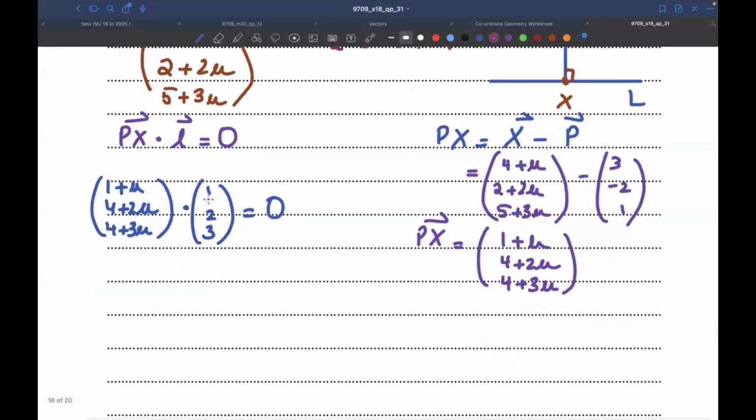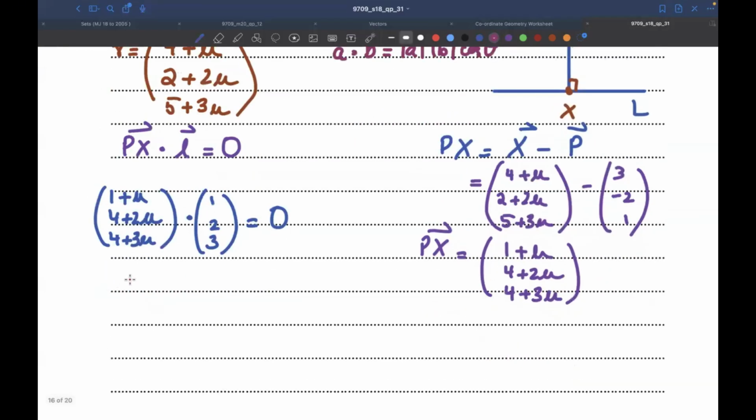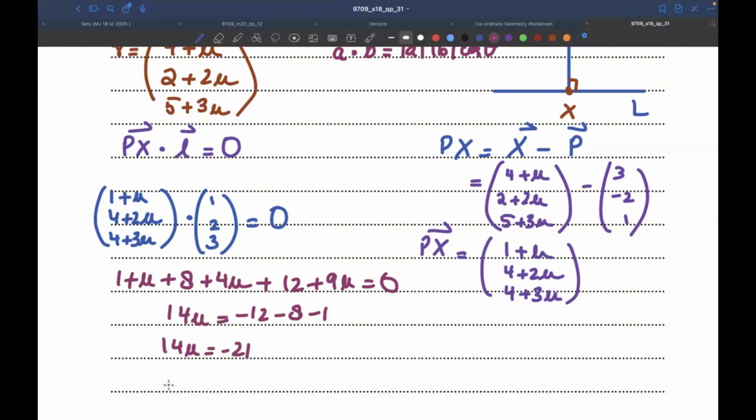Now, multiplying this, 1 into 1 is 1 plus μ, plus 4 times 2 is 8 plus 4μ, plus 4 times 3 is 12 plus 9μ, equals 0. Simplifying, 1 plus 8 is 9, 9 plus 12 is 21, so 14μ equals minus 21. So μ equals minus 21 upon 14, which equals minus 3 by 2.